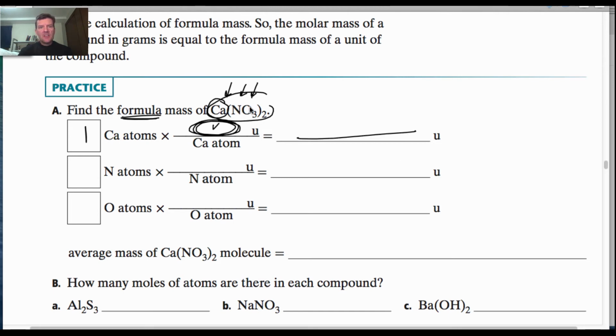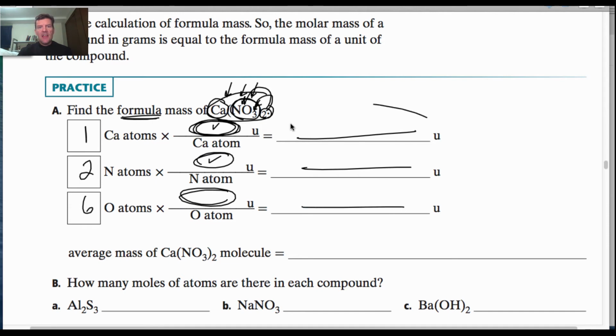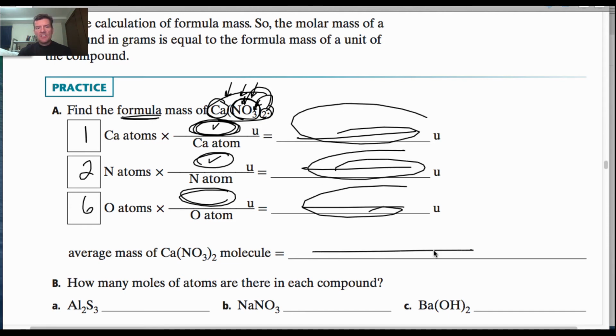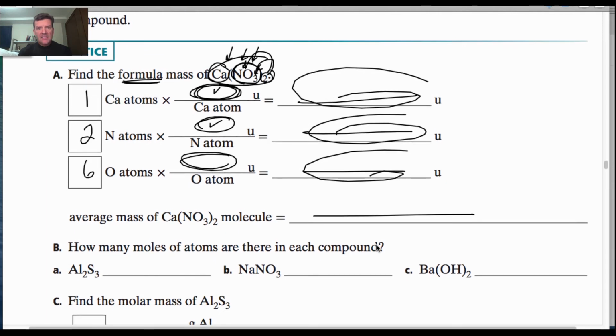How many nitrogens are there? Well, in this nitrate group, there's 1, but there are 2 of the group. So 2 times 1, 2 nitrogens, and I would multiply by the atomic mass of nitrogen from the periodic table and write that down. How many oxygens are there? There's 3 in the group, but there's 2 groups. So 2 times 3, there are 6 oxygens. Times oxygen's atomic mass, I write that down, and I add up these 3 numbers to get the total mass, the formula mass of calcium nitrate. Okay?